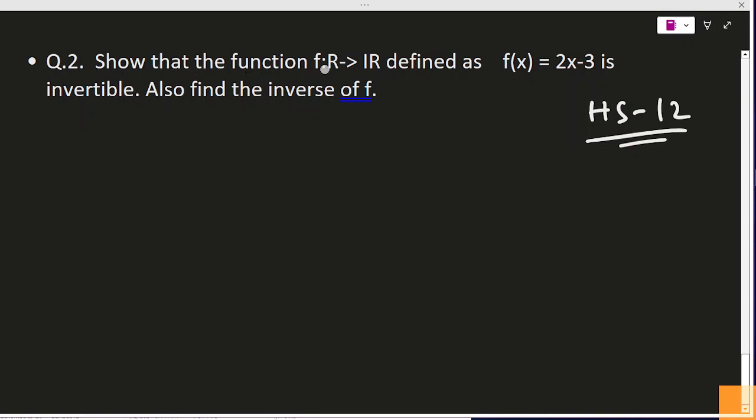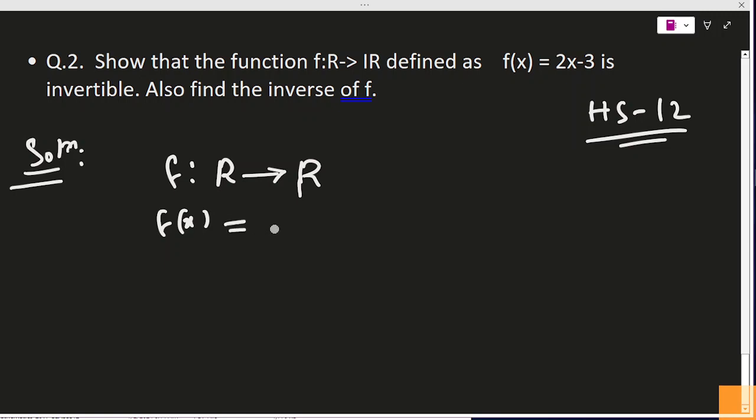Show that the function f from R to R defined as f of x is equal to twice x minus 3 is invertible. Also find the inverse of f. Solution. कैसे solve करते हैं देखिए. f is a function from R to R. This is given. f of x is equal to twice x minus 3. So this f is invertible.